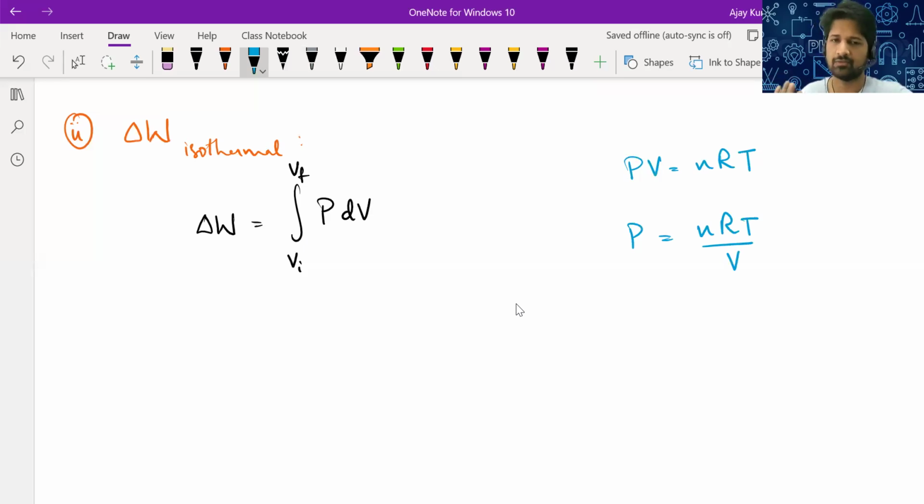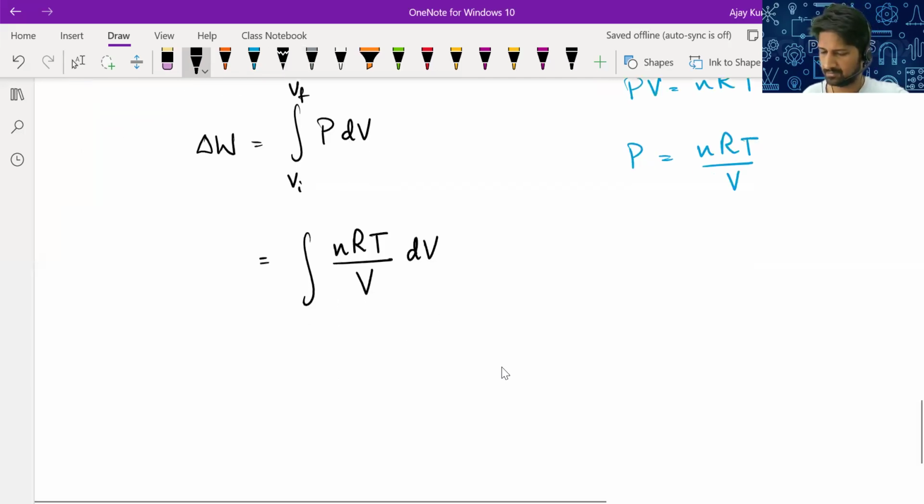You can always take help of the ideal gas equation. So here, work done in an isothermal process therefore becomes integral, in place of pressure, you can write nRT divided by V dV, from initial volume to final volume. We'll substitute the limits later.